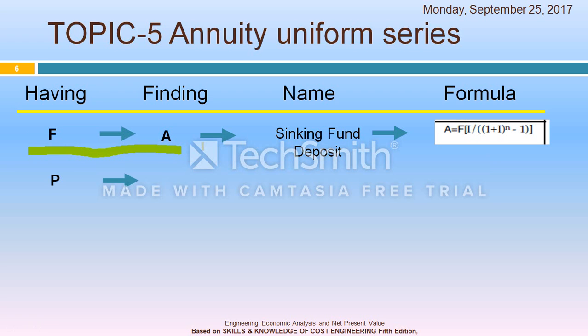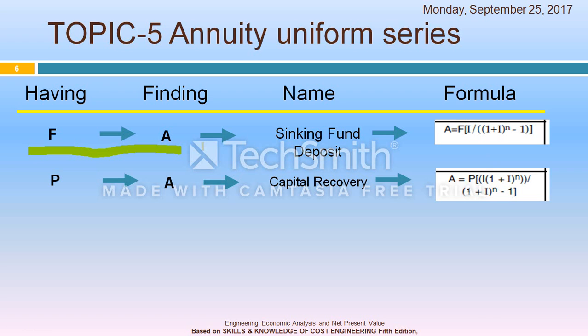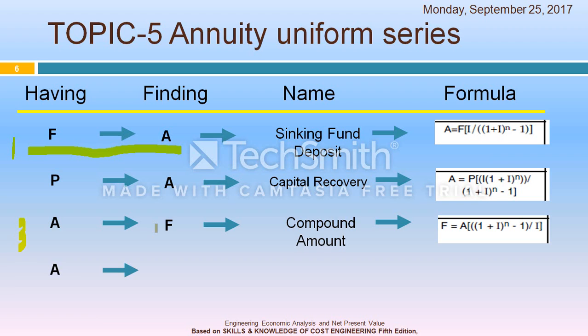Second is we have P, we're trying to find A. This is called the capital recovery, and this is the formula. Then we have A, and we're trying to find F, which is the opposite of the first one, and this is number 3. This is called the compound amount, and the last is A finding P. So we have the annuity, and we're trying to find P, which is the present value. We call it equal series present worth.